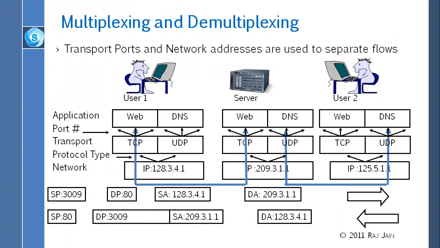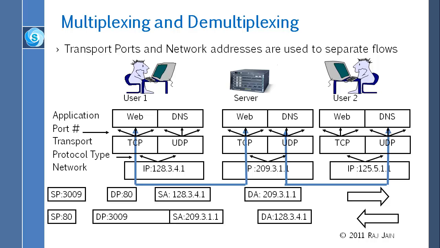So multiplexing and demultiplexing, how is it done? Obviously it is done by the port number, we have already talked about it. So let's say there are two users and one server. This user is talking to the server and this user is talking to the server. And just for the sake of it, we have two different servers here. We have a web server and a DNS server on the same computer.